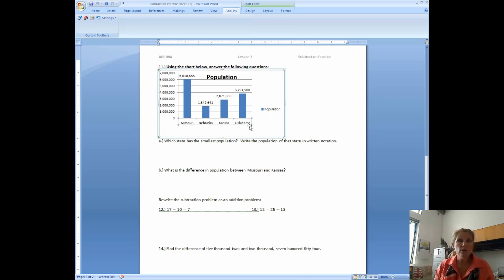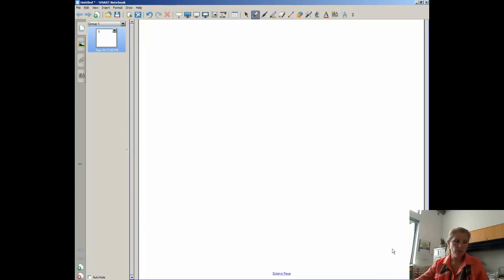Which number would go as our minuend and which one is our subtrahend? Right, Missouri has to be the minuend because it's the greater number, and we don't want to get into negatives, so we want to make sure we put the greater number as a minuend and the smaller number as the subtrahend. So let's see over here, let's write this problem out and see what it looks like.